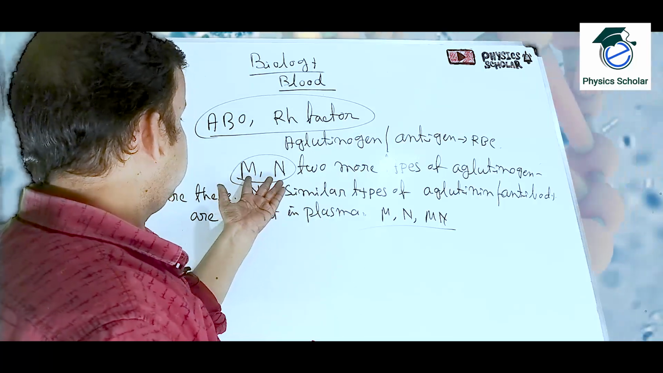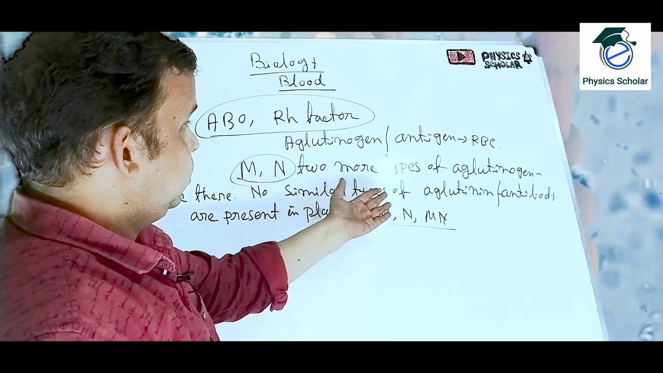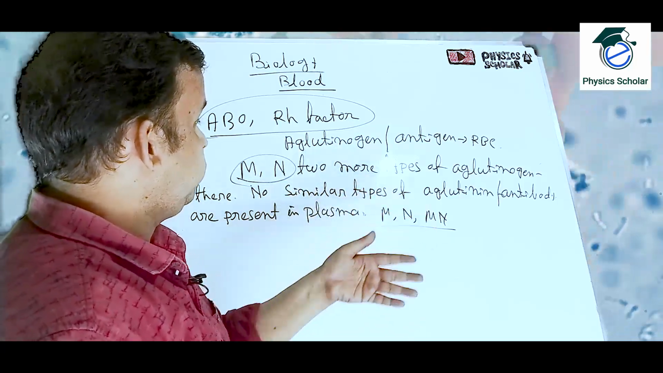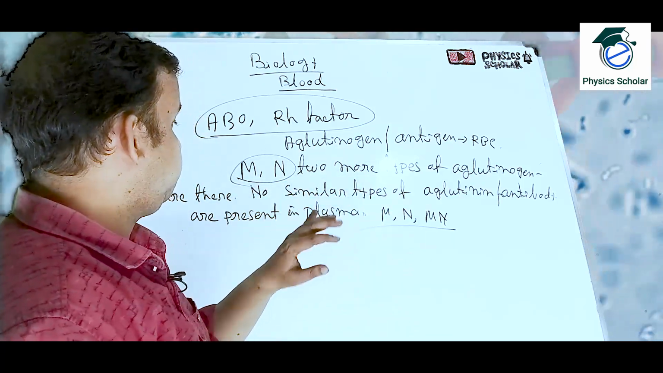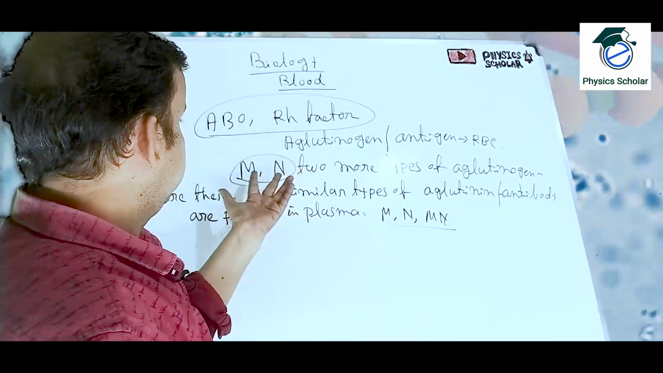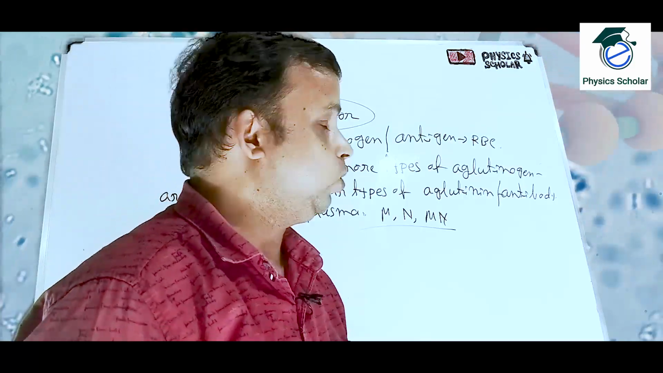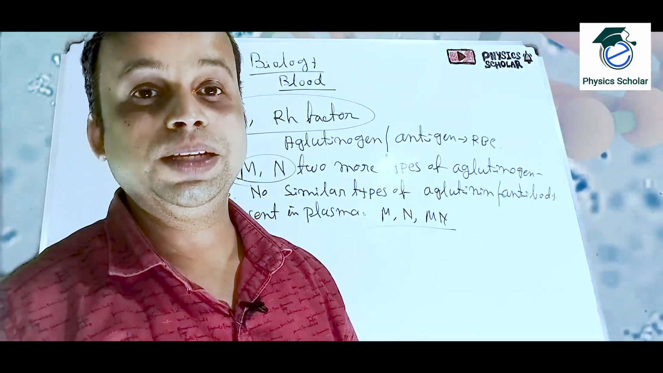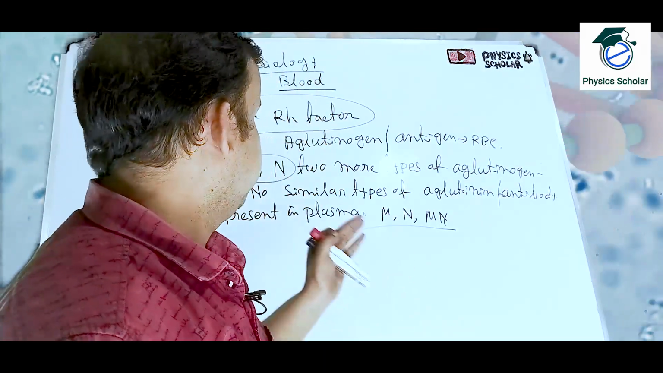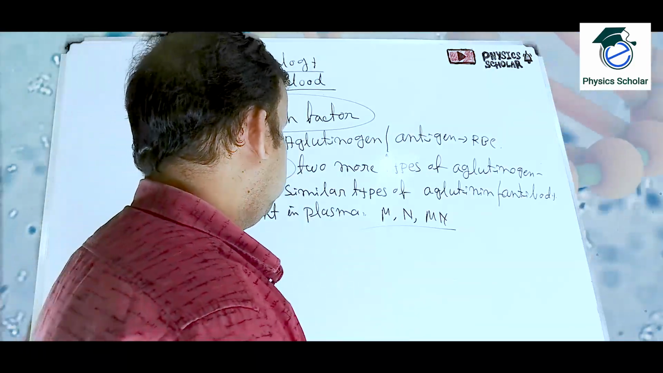But what is the most important thing over here is that the similar type of agglutinin is not present in the plasma. That's why when we are transferring the blood, clear? So the importance of M and N agglutinogen, or presence of M and N agglutinogen, we will not be considering. Clear? It may not be considered now.